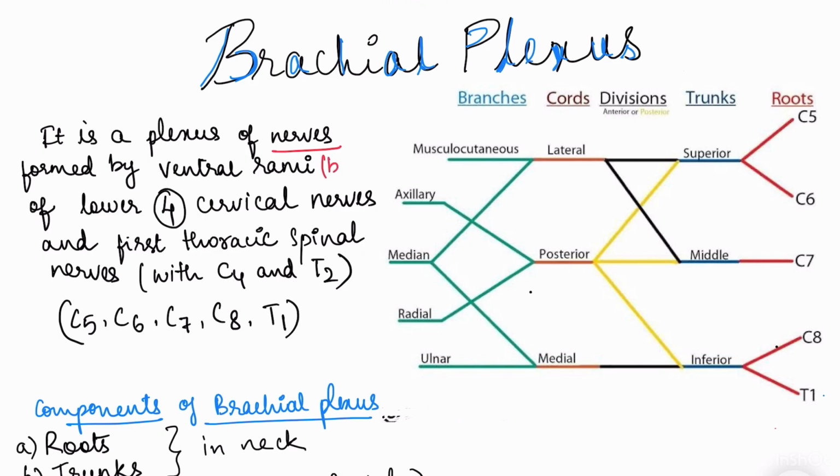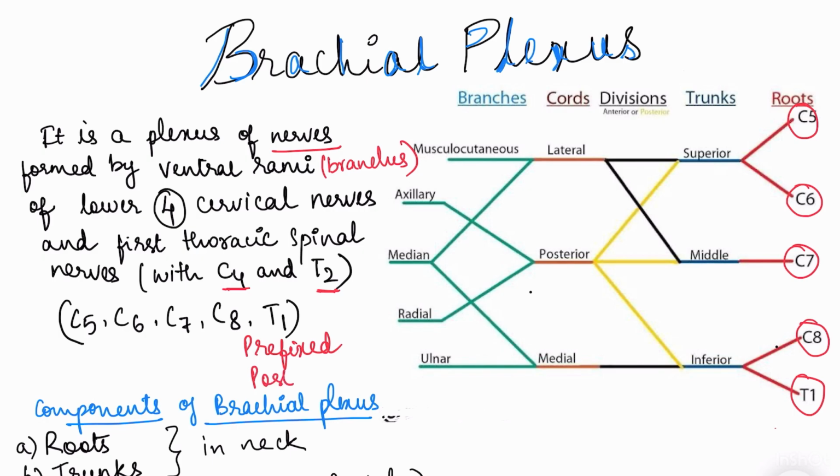Rami as in the branches of lower four cervical nerves as in C5, C6, C7 and C8 and first thoracic spinal nerve that is T1. Sometimes C4 and T2 also may be involved. If more of C4 component is involved and T2 is absent, then it is called as prefixed brachial plexus. And if more of T2 component is involved and no C4 component, then it is called as postfixed brachial plexus.